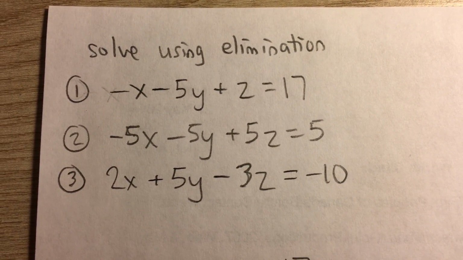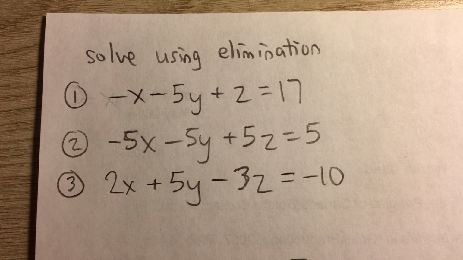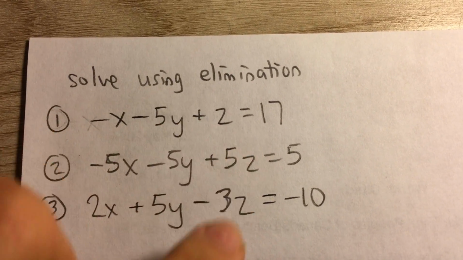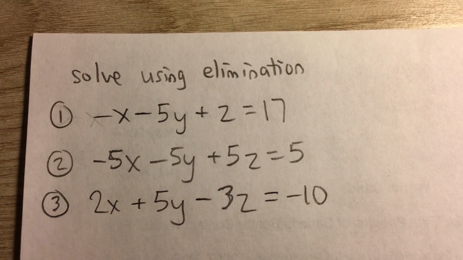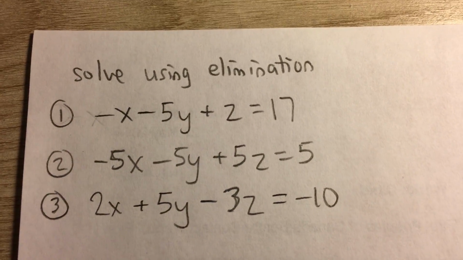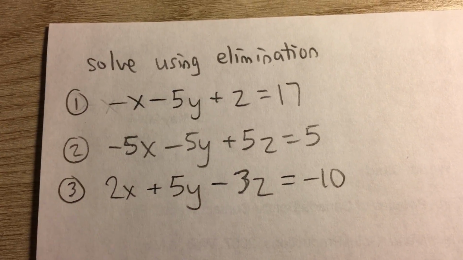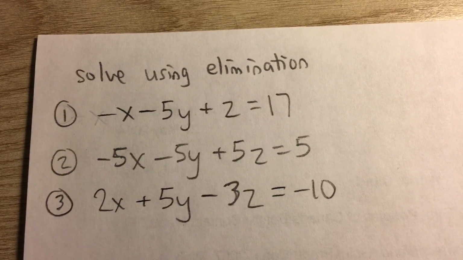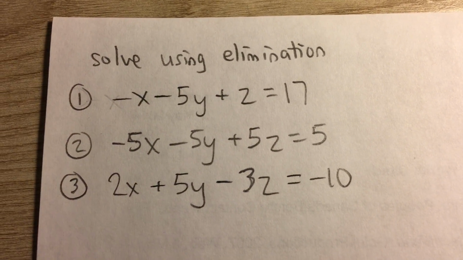Solve the system of equations using elimination. So here we have to solve for all three variables x, y, and z such that it satisfies all three of these equations. And the basis of elimination is that we can add two equations together or subtract them, and that's perfectly okay, and that's going to help us solve for the variables.